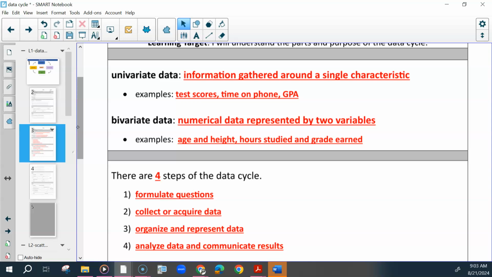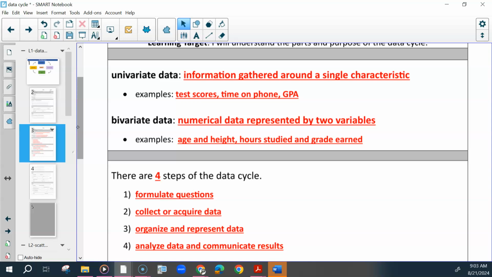That's univariate data, gathered around a single characteristic. Test scores, if I just collected the test scores of all the classes. Time spent on phone for all the students at Colgan. GPAs of all the students. That would just be univariate data, one piece of data.